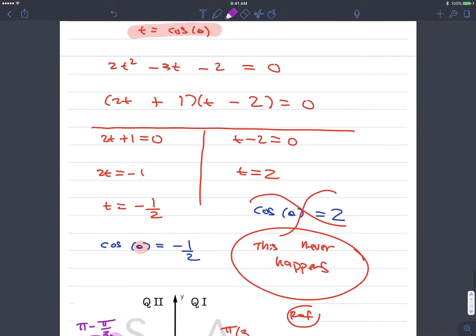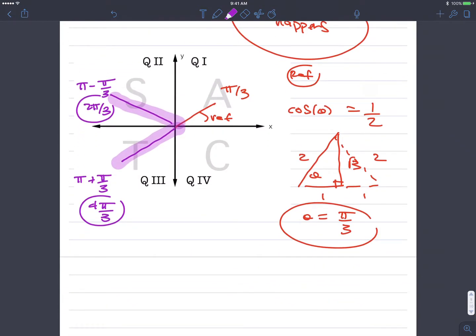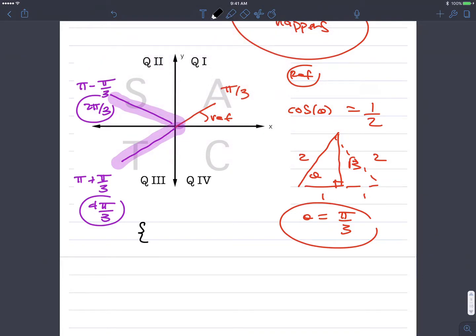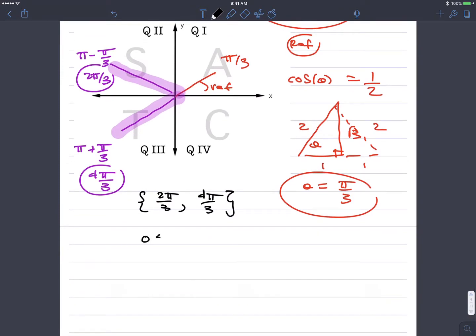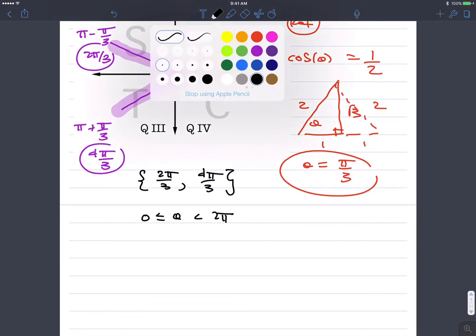Alrighty, what do we want to remember? Something that never happens, or always happens. Okay, let's describe our solutions. Our particular solutions here, let's put in black, are 2 pi over 3 and 4 pi over 3. And this is for a restricted domain from 0 to what? 2 pi. Okay?